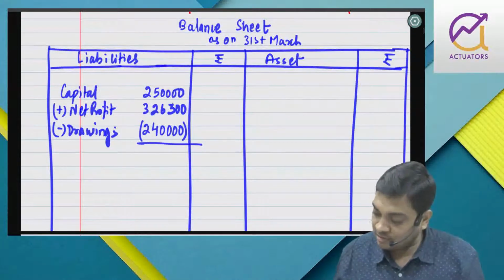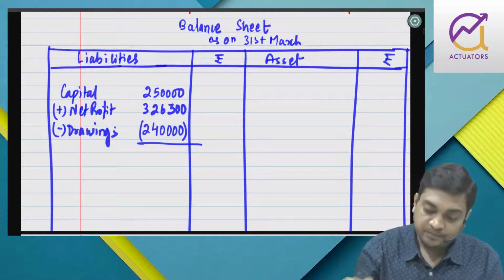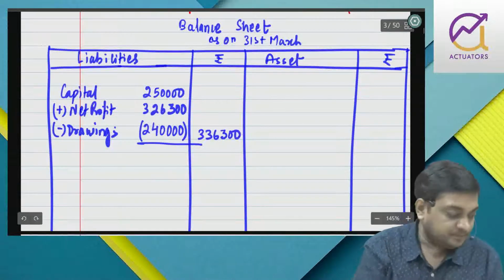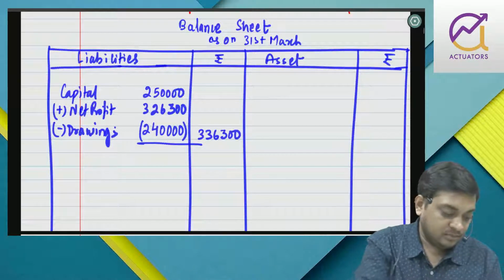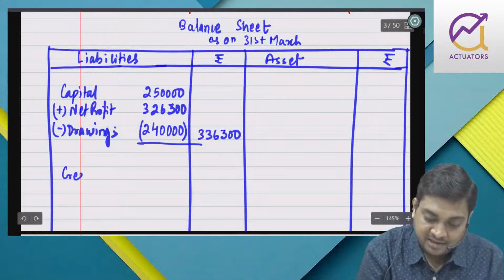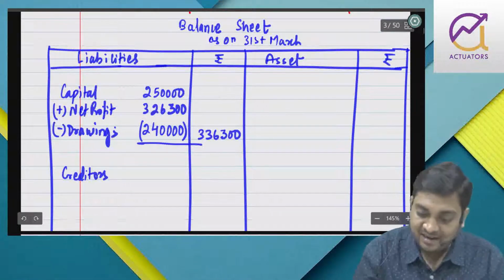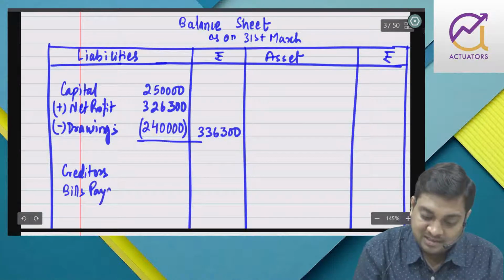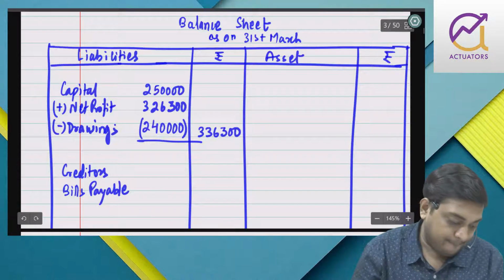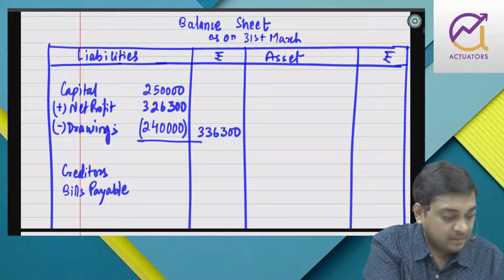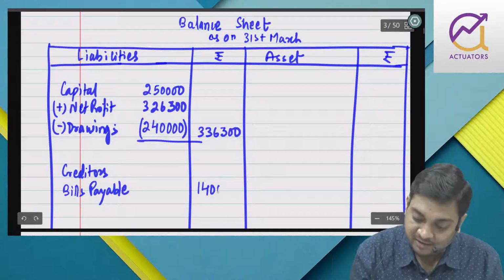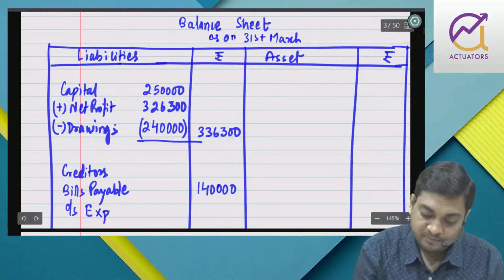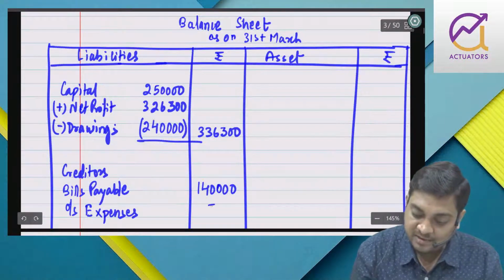So it is 336,300. And then we have creditors, which we don't know as of now; I will get it by preparing the account. I know bills payable. Bills payable closing is 140. I know outstanding expenses.